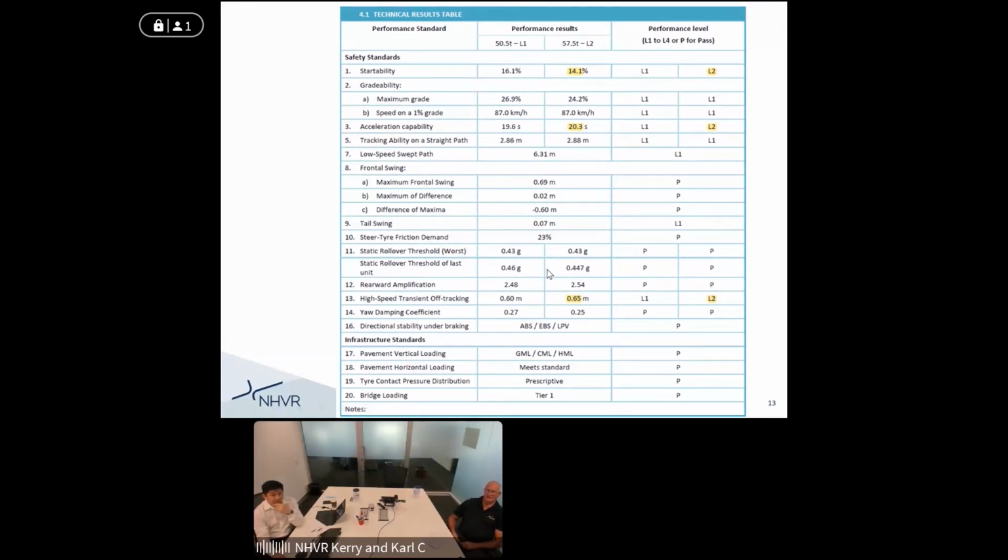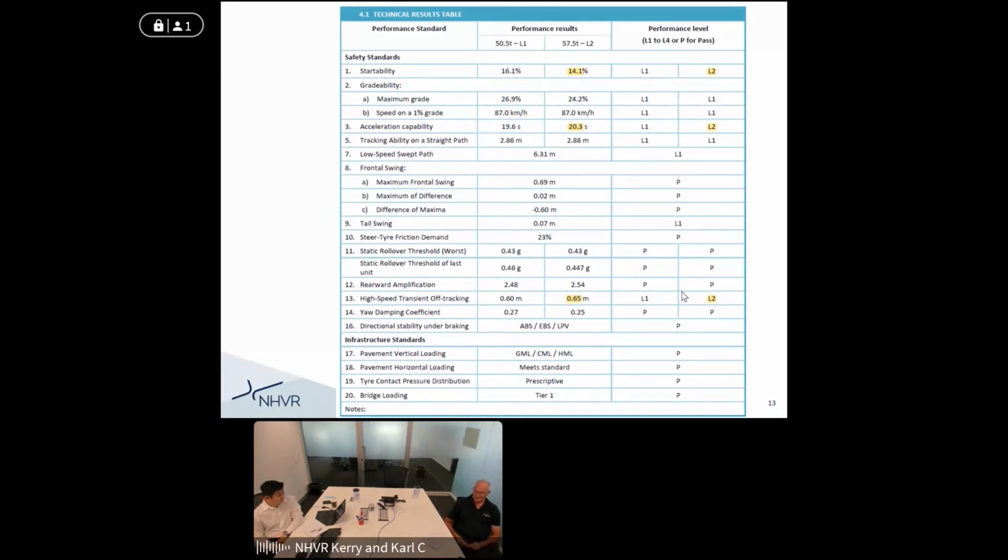Static rollover threshold, worst case, is exactly the same. Of the last unit, there's slightly more chance of rolling, but it's still, it's 0.46 G gives 0.447, which is well above the 0.35 that is required by PBS. Rearward amplification, so it's slightly more, but it still passes level 1 from previous levels.